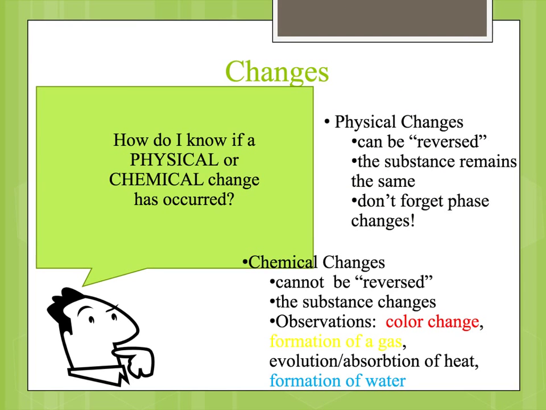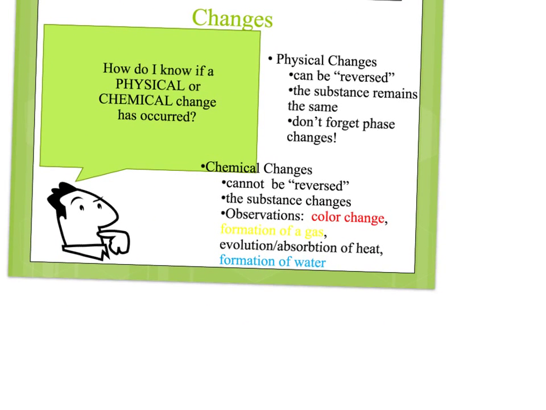So how do you know if a change is going to be physical or chemical? Things to look for. Physical changes can be reversed. Now granted, if I cut my hair, I'm really not going to attach the same hair to it again, but it's still my hair. If I melt ice, I can always refreeze it. Chemical changes cannot be reversed. You're going to see things that are going to say a color change, the formation of a gas, evolution or absorption of heat. What do I mean by the evolution of heat?